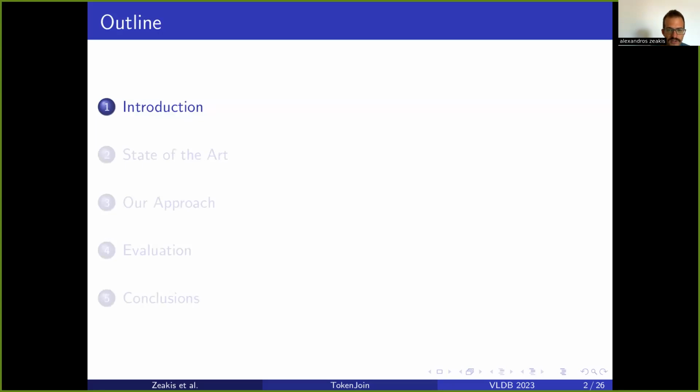This is the outline of our presentation. We're going to start with an introduction defining the problem, then move on to the state of the art. Then we're going to present our approach, and then we're going to present the experiments and the evaluation of our methods, and finally our conclusions.